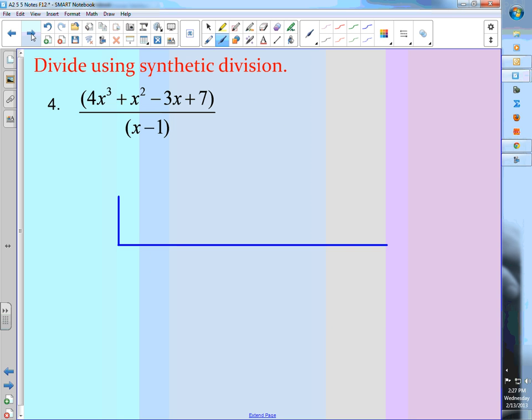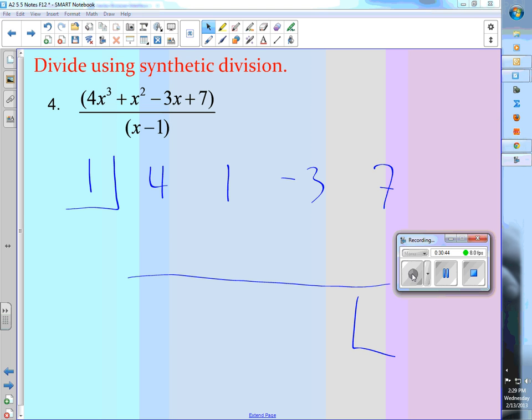So see if you can do this one. Let's have you do this one synthetically. Yeah, let's do that. Give that a quick shot.